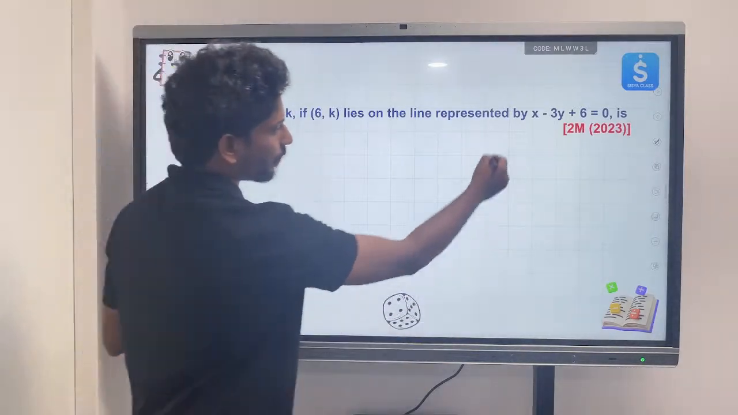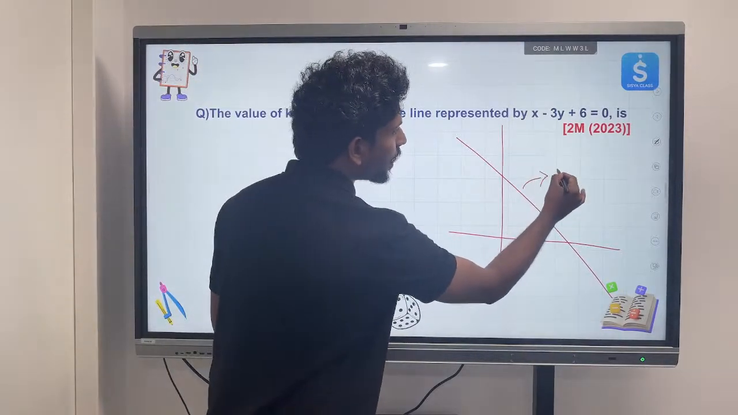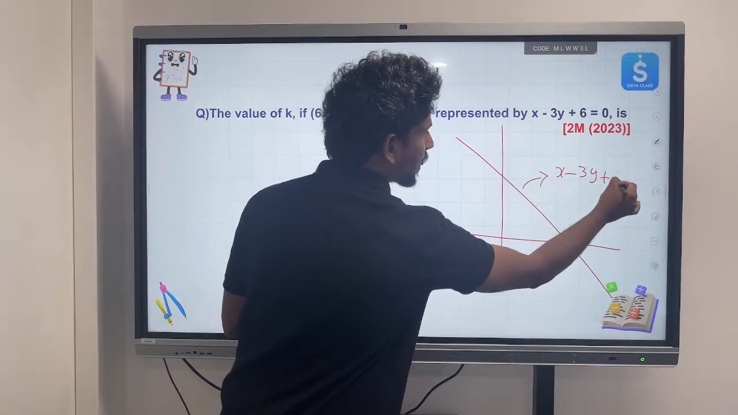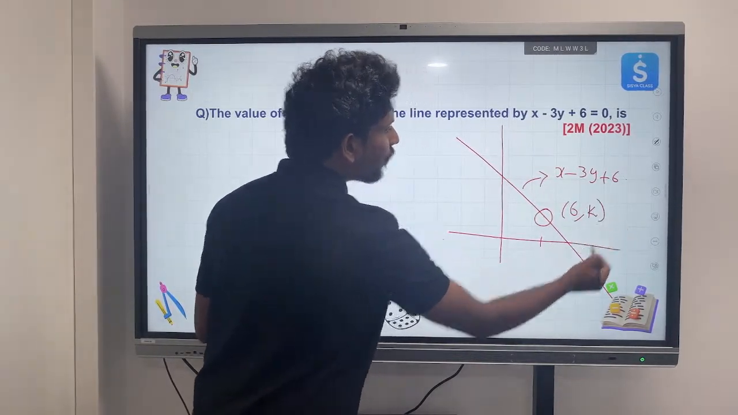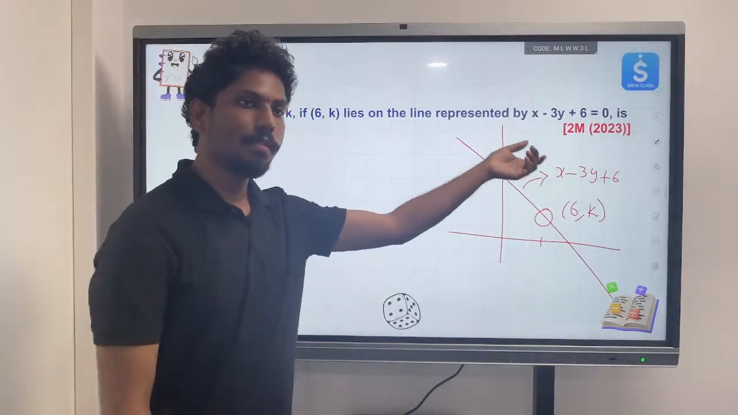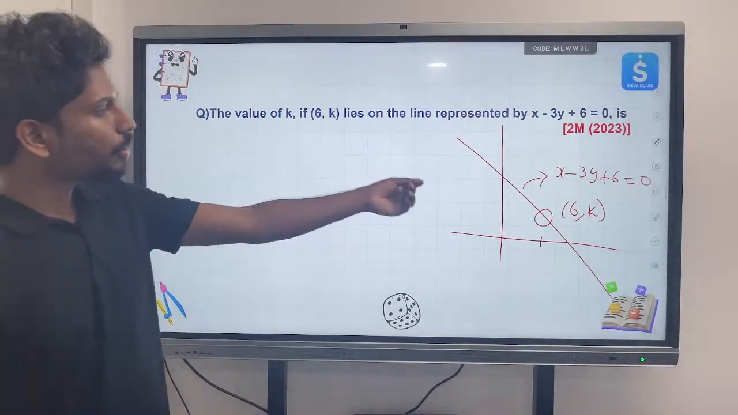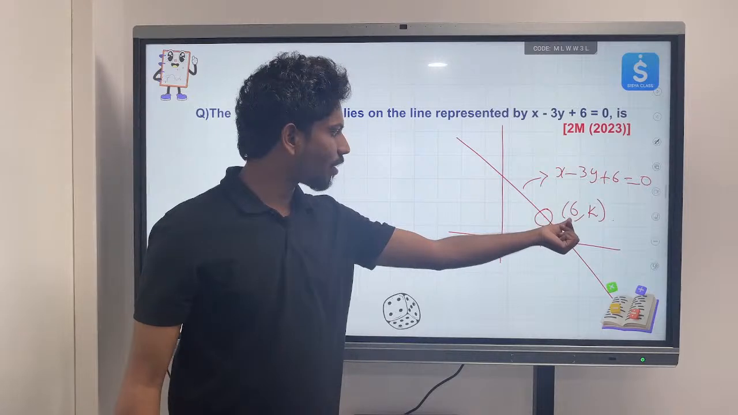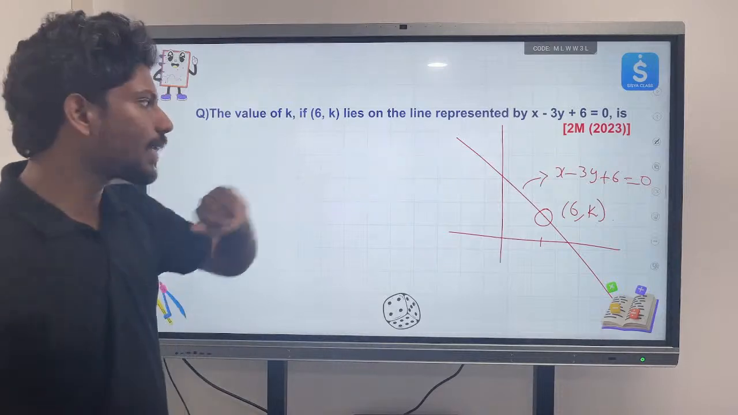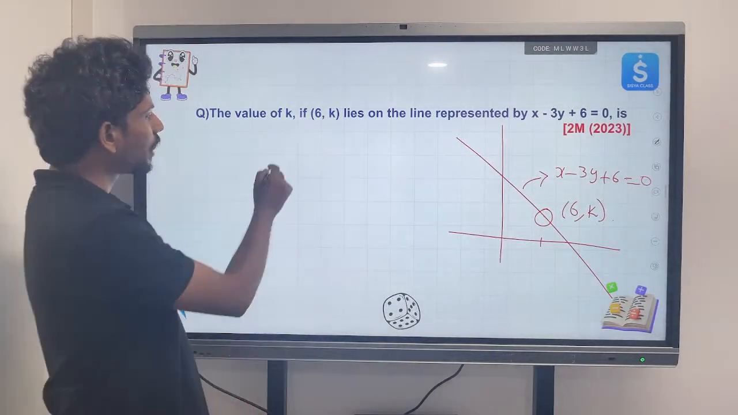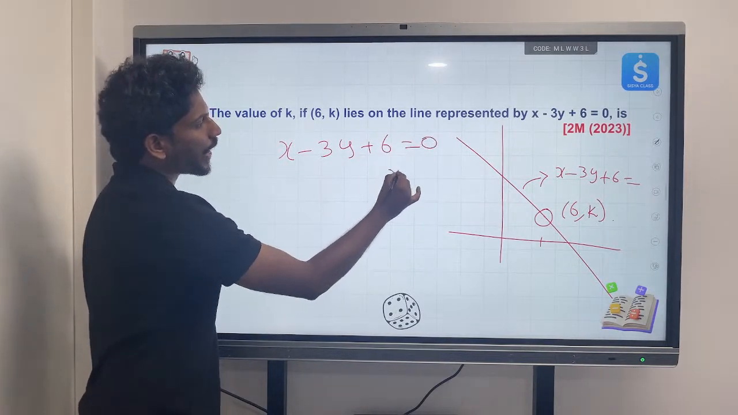Okay, now suppose this is some line, where the equation of this line is x minus 3y plus 6 equals 0. Now there is some point here that is 6 comma k. Just before, I said that every point lying on this line will satisfy the equation. That means it agrees with this equation, right? Now you need to do only one thing. The first coordinate is the x coordinate, the second coordinate is the y coordinate. Just substitute this 6 comma k in the equation, and let's see what exactly happens. Because 6 comma k is lying on the line, just substitute in the equation x minus 3y plus 6 equals 0. In place of x, you substitute 6.